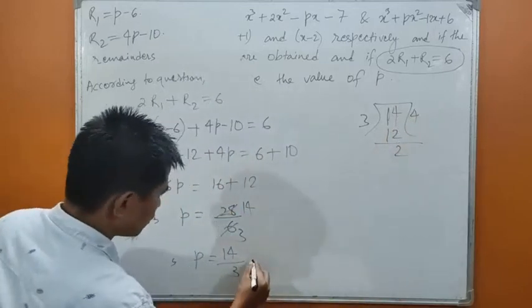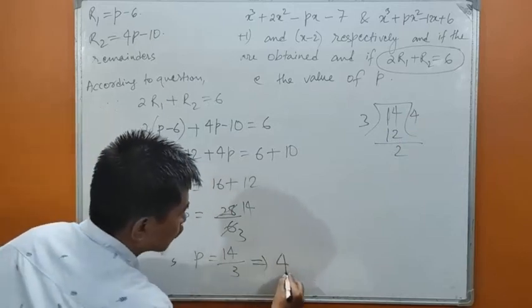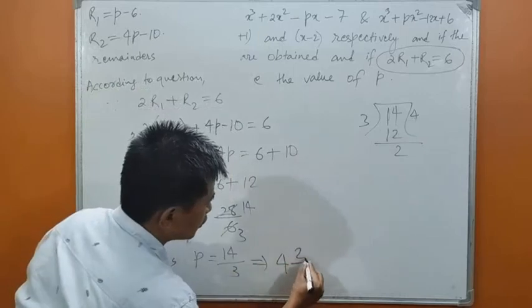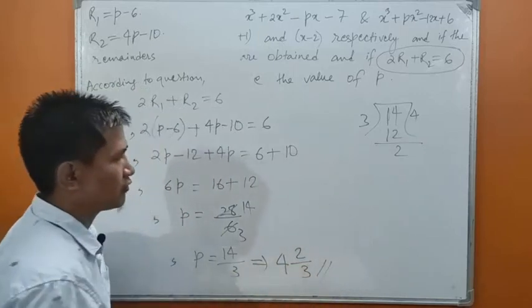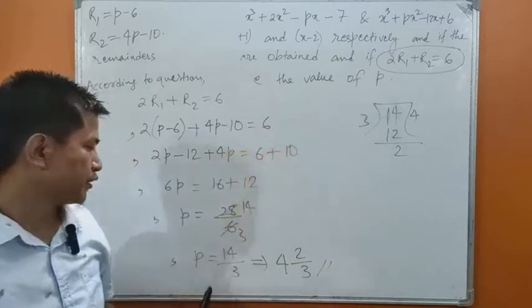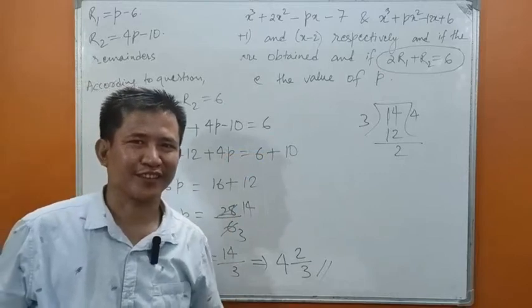So the quotient here is 4 and the remainder 2, so 4 and 2 upon 3. This is the value of p. We were asked to find the value of p, so the value of p is 4 whole 2 upon 3. I hope you got this, understood this.